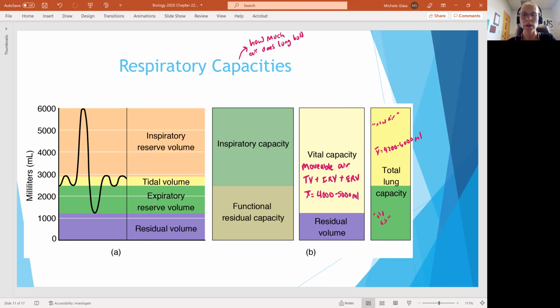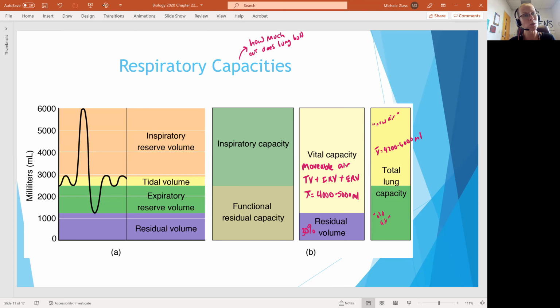When we look at the residual volume, they've used the purple color in our capacities and over here in our volumes. So they're highlighting that when we talk about vital capacity, it doesn't include the old air in the lung. And we'll see approximately 30% of the air in the lung is that residual volume. So that is not figured into the vital capacity.